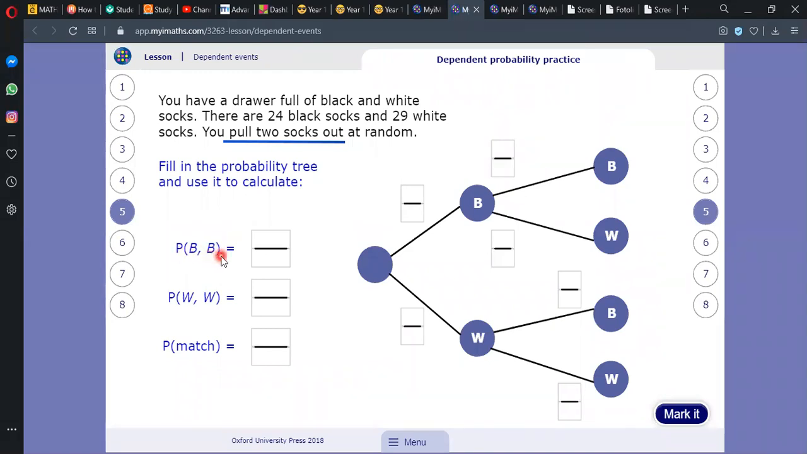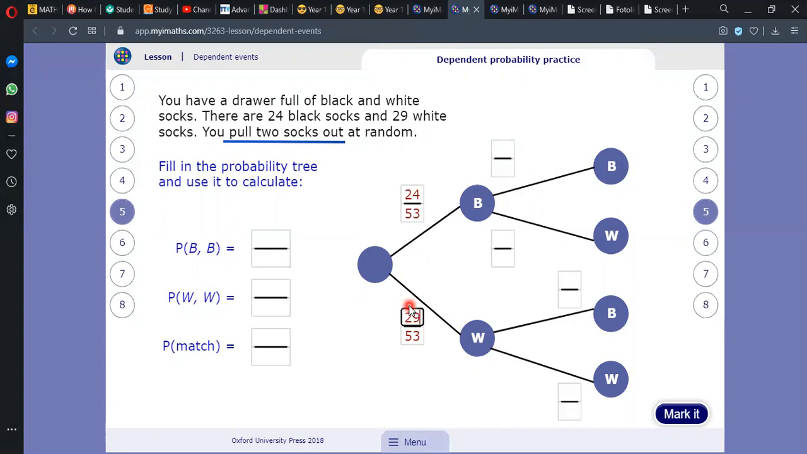Now, the probability of B and B. But first of all, before we come to this, let's fill in the probability tree. And to do that, we all know from previous knowledge that we are to add 24 plus 29 to get the total number of socks in the drawer. And if you add that together, you should get 53. So that means that for my first trial, I'm meant to have the total number as 53. The probability of drawing or pulling out a black sock is definitely going to be 24 over 53. And the probability of drawing out a white sock should be 29 over 53.